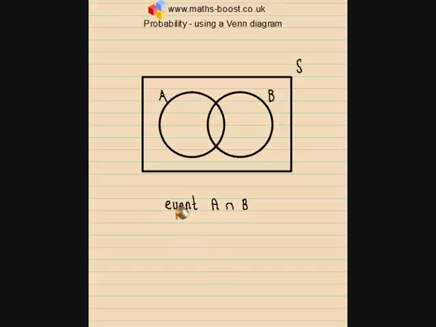But here we're asked to identify the event A intersection B, and in plain English this is the overlap between A and B. It represents the event where both A and B occur, and that would be this area here.